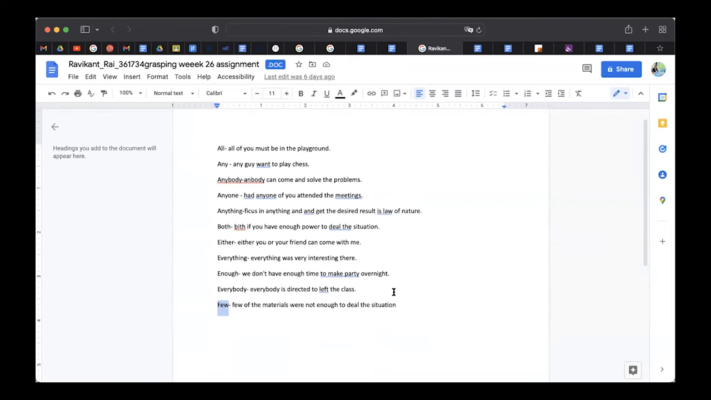And last sentence, Ravikant, please help me understand. Few of the materials were not enough. Few of, like, what material are you talking about? Few materials were not. I don't understand.